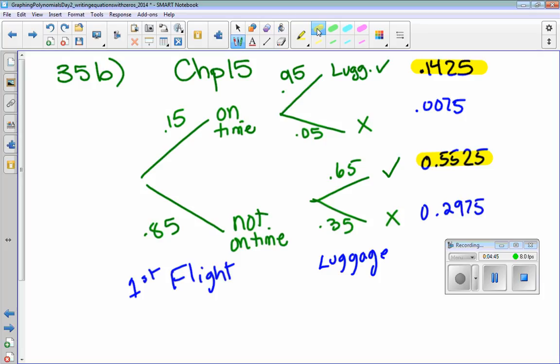Probability the luggage arriving is not, yes, they have nothing to do with each other. They're all in the pot, but one doesn't affect the other.